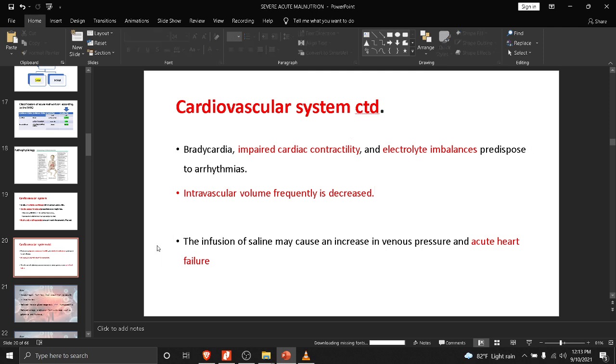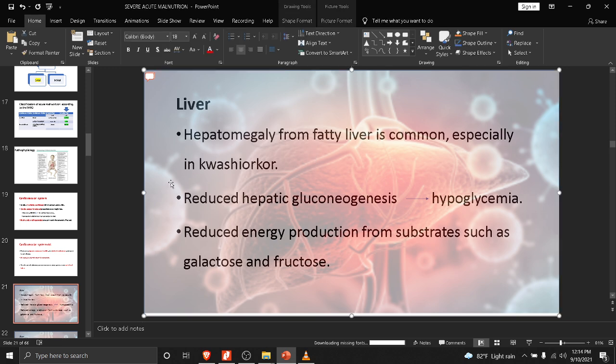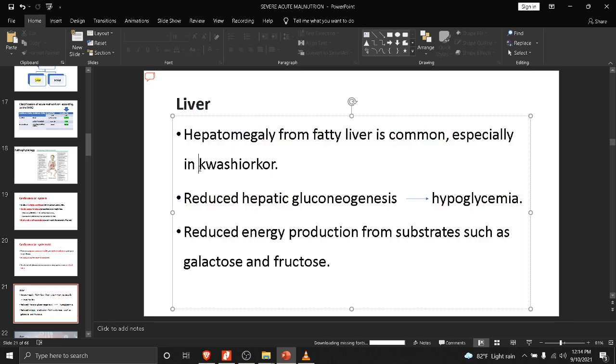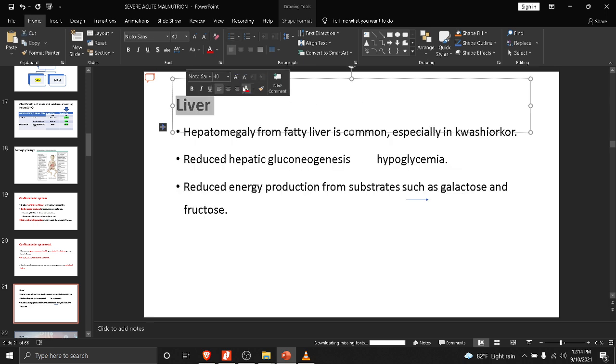Then comes the liver. Hepatomegaly from fatty liver is common, especially in kwashiorkor, because kwashiorkor is basically protein-energy malnutrition, whereas marasmus is a calorie deficiency along with all the micronutrient deficiencies.